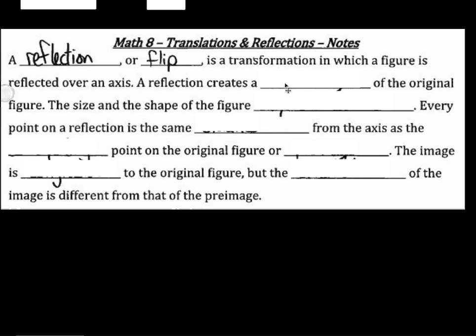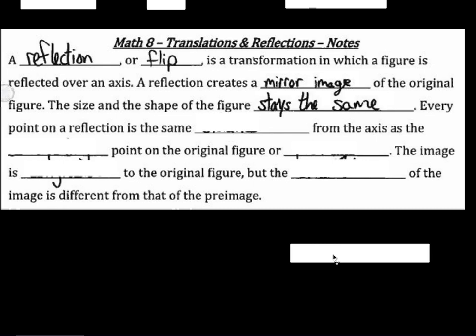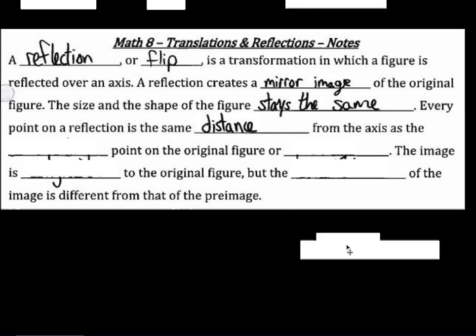A reflection is a transformation in which a figure is reflected over an axis. A reflection creates a mirror image of the original. The size and shape of the figure stays the same. Every point on a reflection is the same distance from the axis as the corresponding point of the original figure.